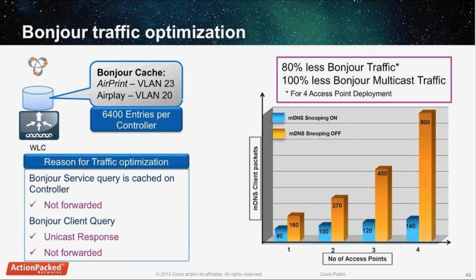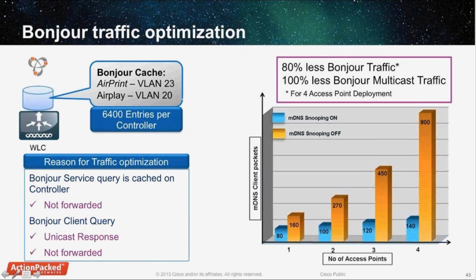Now this is really important because with this, what happens is the Bonjour service is not being broadcasted to almost every access point in your subnet. It just goes to the controller and gets a response back, which results in amazing Bonjour traffic optimization.